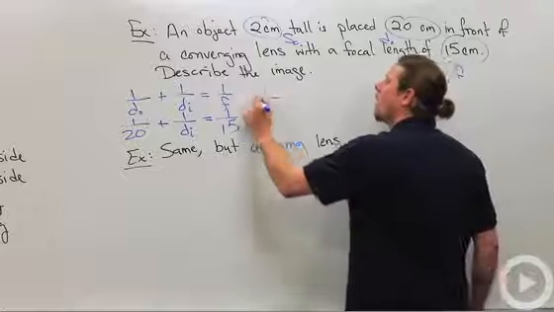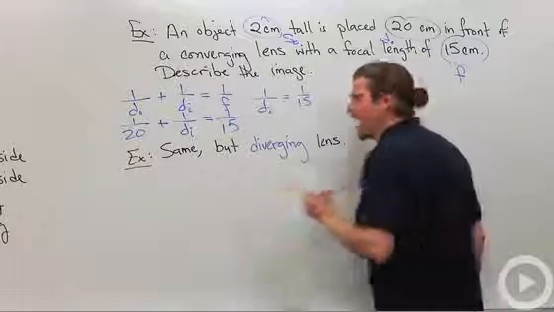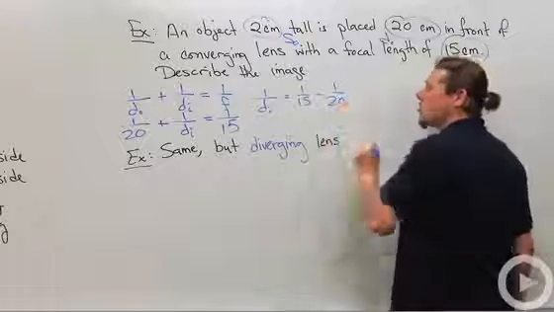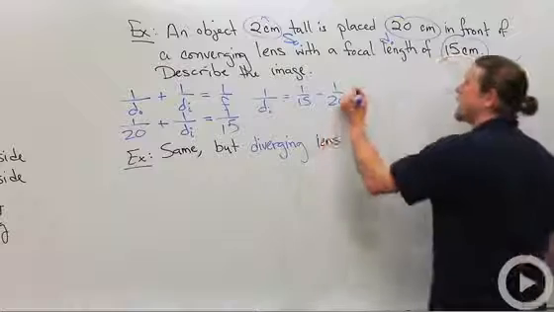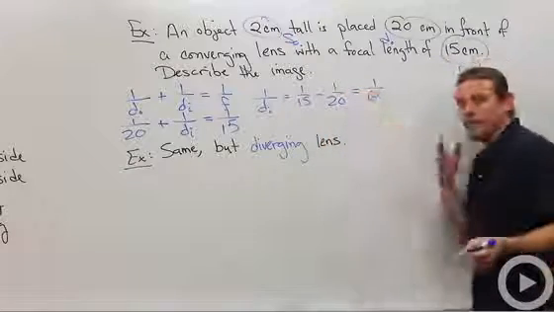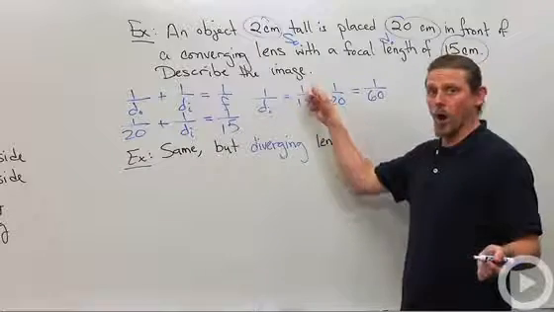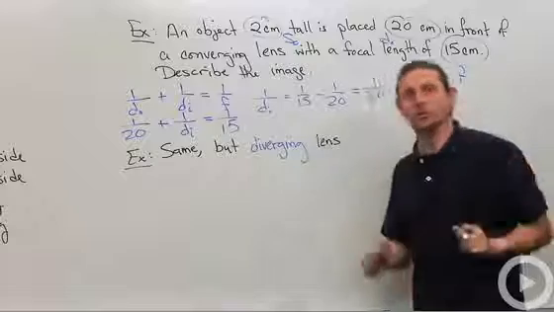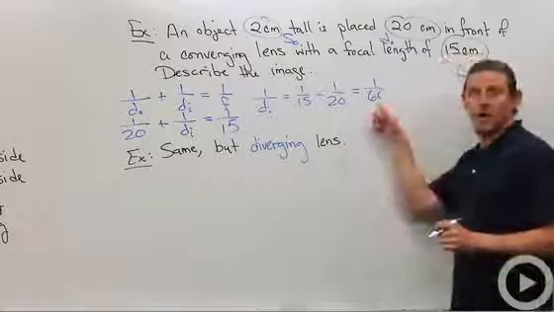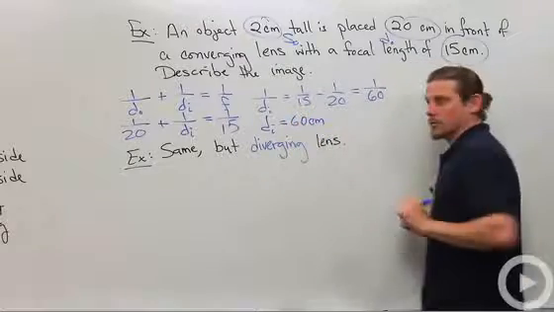So that means 1 over DI is equal to 1/15 minus 1/20. All right, now if you go through that, you'll find that this is 1 over 60. The easiest way to do it is just type in your calculator: 15 to the negative 1 minus 20 to the negative 1 equals, and then answer to the negative 1, and you'll get 60. So this means that DI is 60 centimeters.